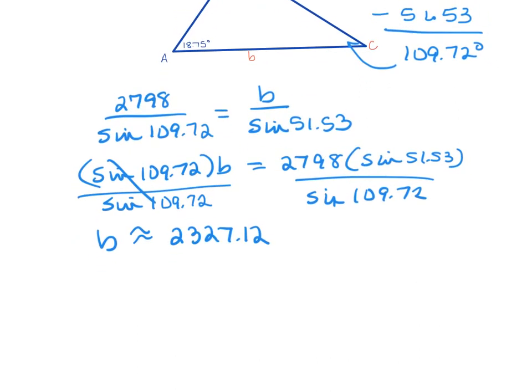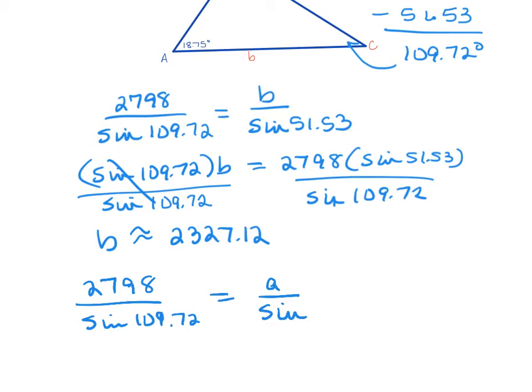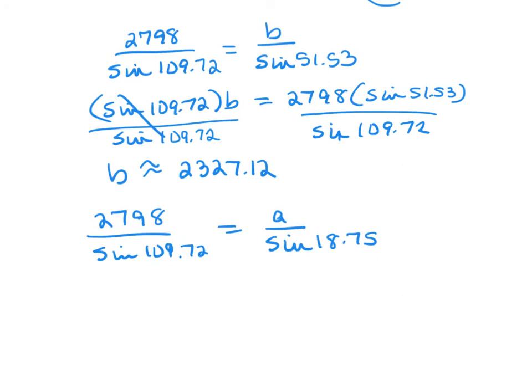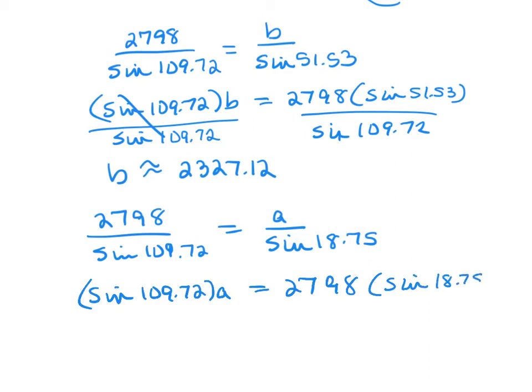Now we need to find little a. Again, I'm still going to use the 2,798 over the sine of 109.72. Now I'm looking for little a. The angle across from little a was the 18.75. Cross multiply and divide. So the sine of 109.72 times little a is equal to 2,798 times the sine of 18.75. Divide both sides by sine of 109.72.